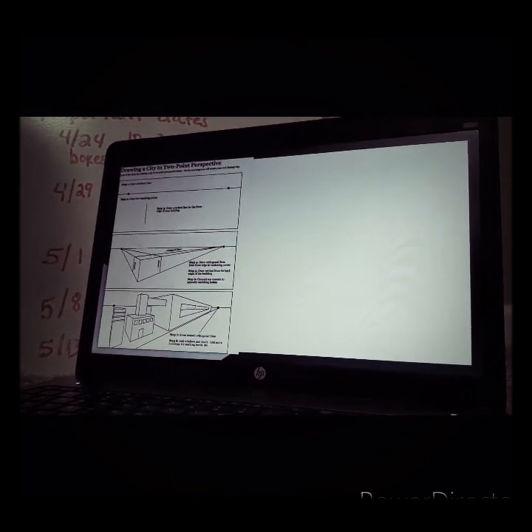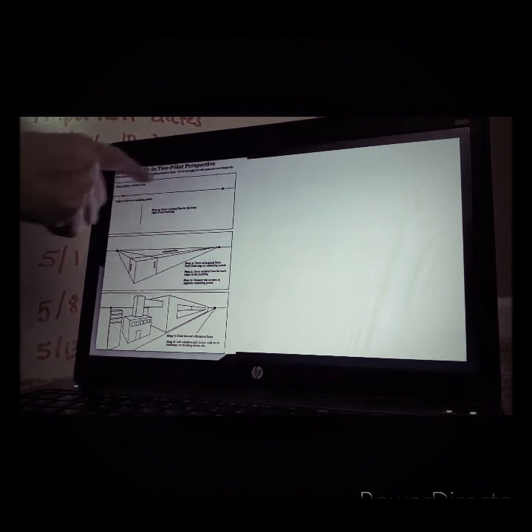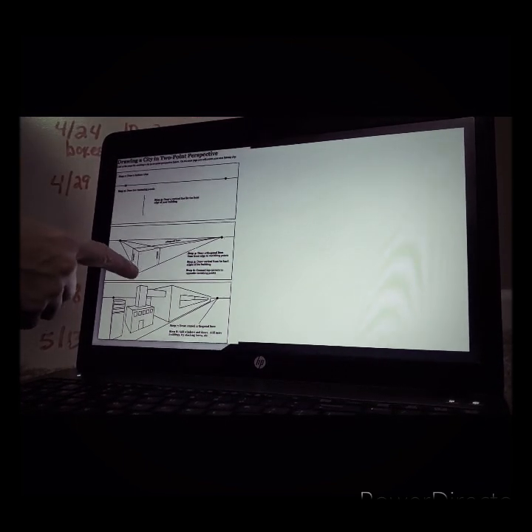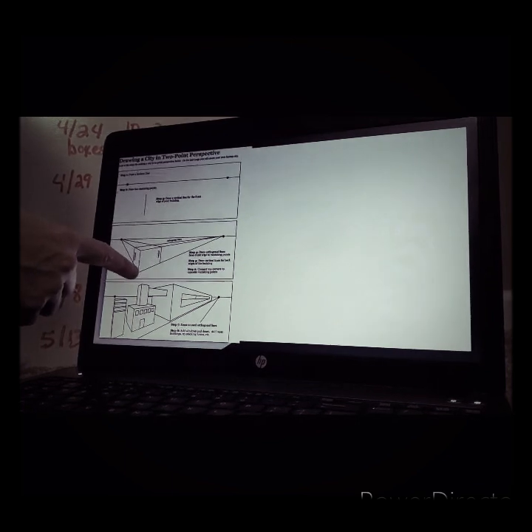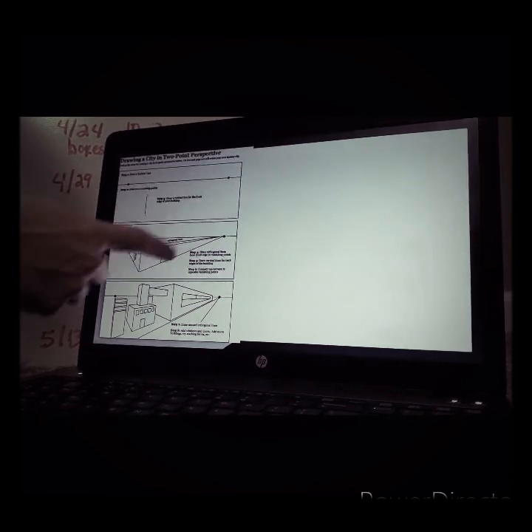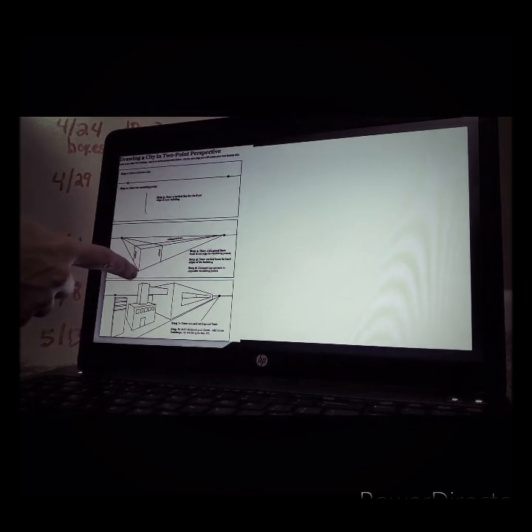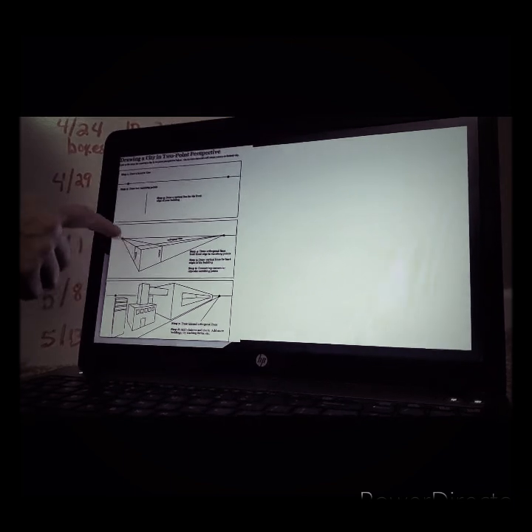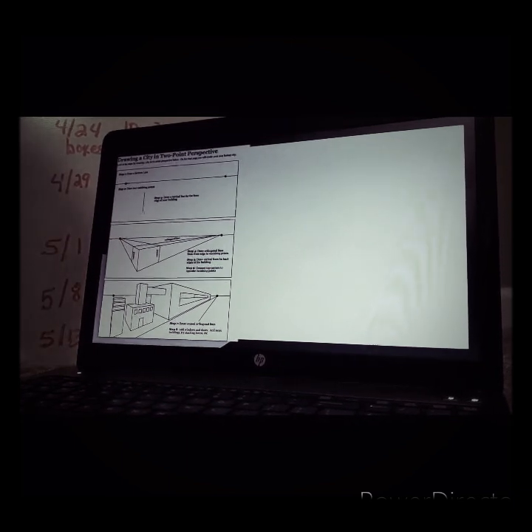Drawing a city in two-point perspective, you're going to have your two vanishing points, your horizon line, and your first vertical. From there, you'll draw from the top of your line and the bottom of your vertical line to the right vanishing point, and then to your left vanishing point.